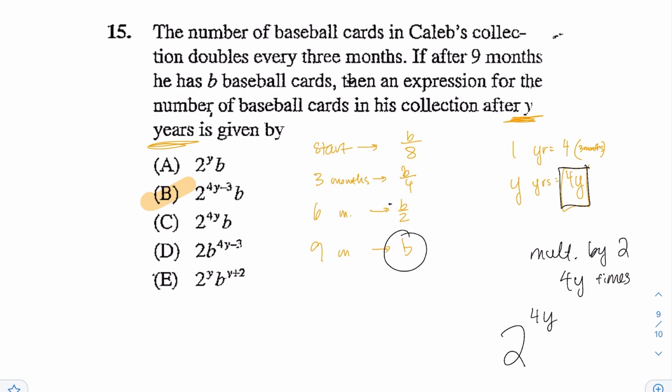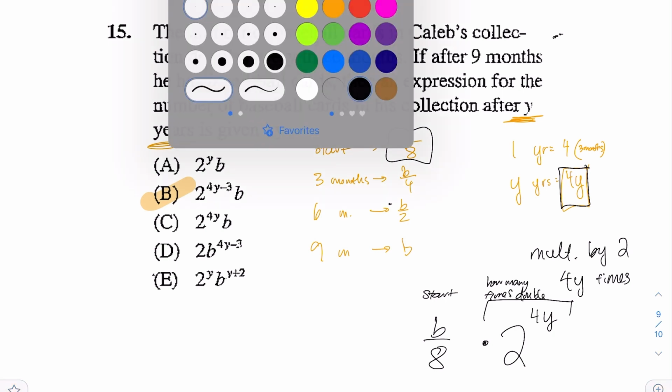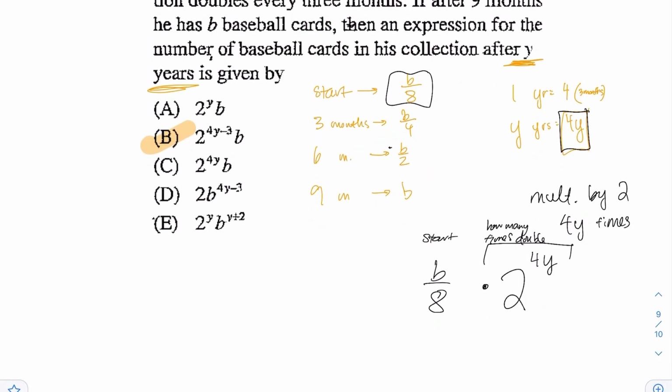Now, you don't want to start with B. The starting point is actually B over 8. So you multiply the original, which is B over 8, by 2, 4Y times. So that's 2 raised to the 4Y power times B over 8. And this is the start. And this represents how many times you double. All right, now this doesn't look like any of the choices, but that's because you can actually rewrite this.